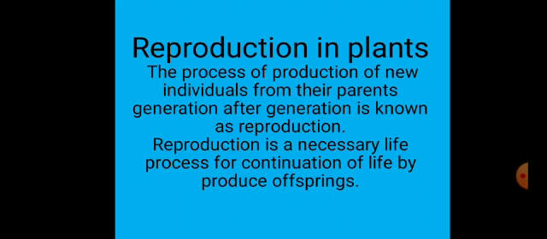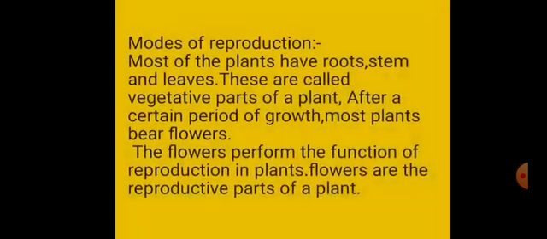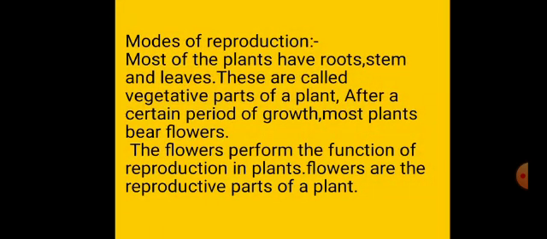Reproduction is a necessary life process for continuation of life by producing offsprings. Offsprings means the next generation, so reproduction ensures the continuity of species on the earth. Here, modes of reproduction. How many modes of reproduction are there?